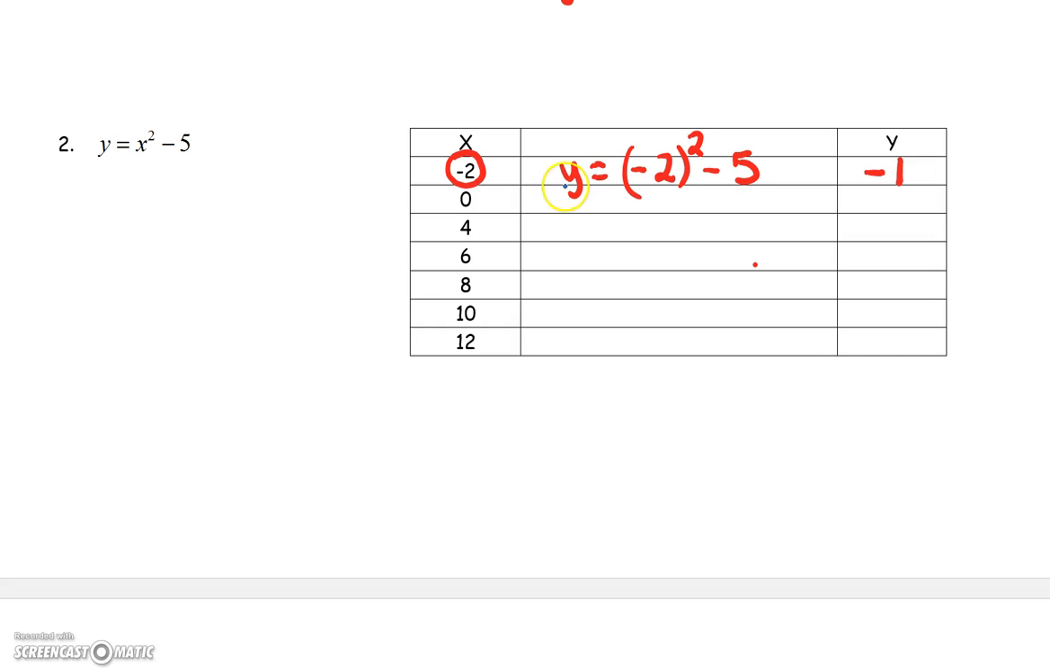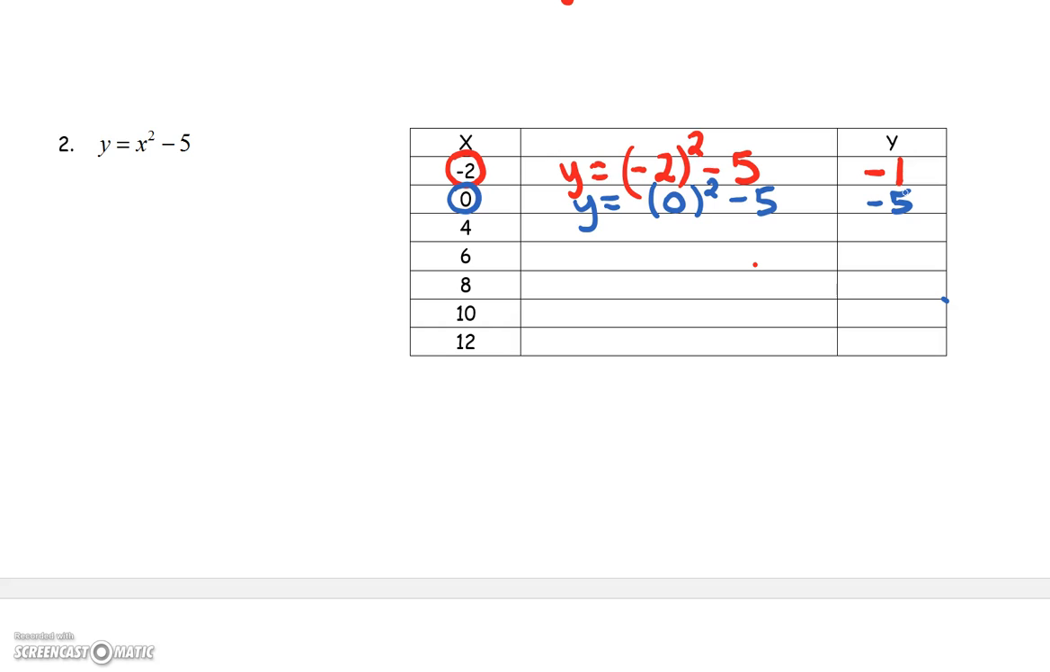For an input of 0, we substitute 0 in place of x, and we want to know what y equals when 0 is squared and then 5 is subtracted from it. 0 squared is 0, minus 5 is negative 5. And so for an input of 0, this function yields negative 5.